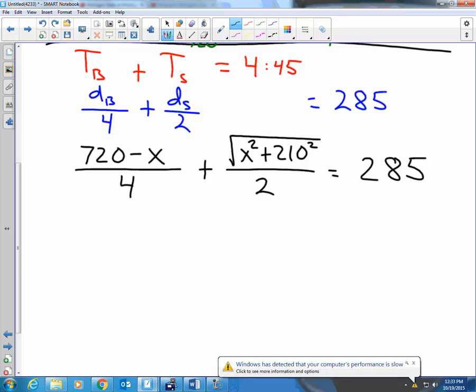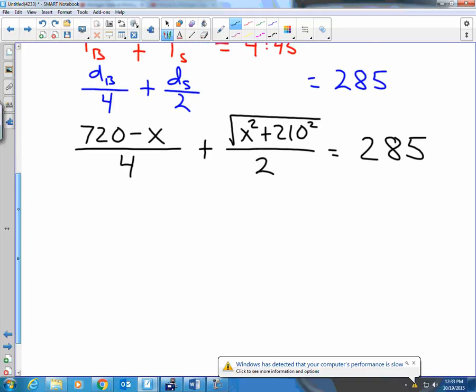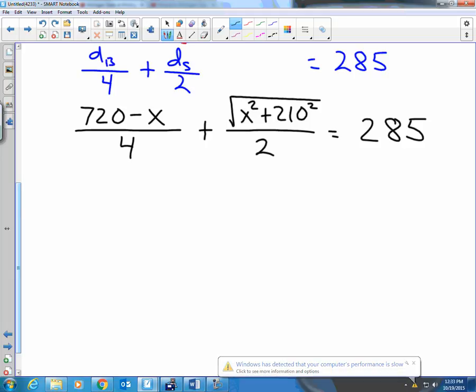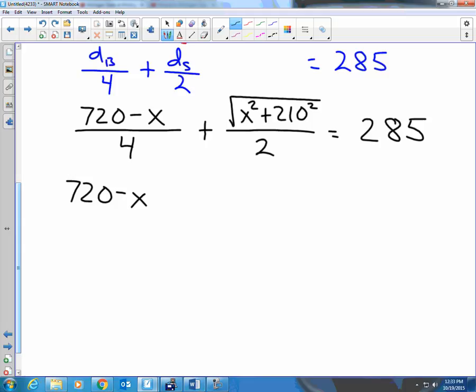But now it's just algebra, right? And we all know how to solve this. What are you going to do first? Sure, so multiply through by 4. So if I multiply through by 4, I just got 720 minus x plus 2 roots of x squared plus 210 squared equals 4 times 285. 1140.